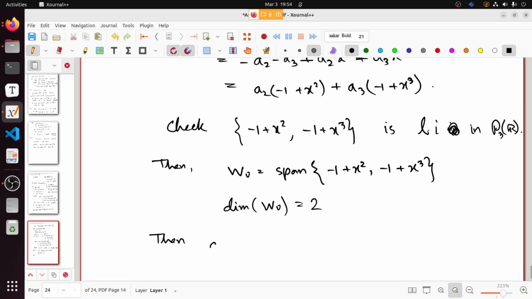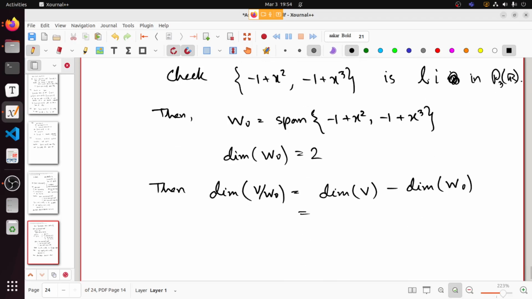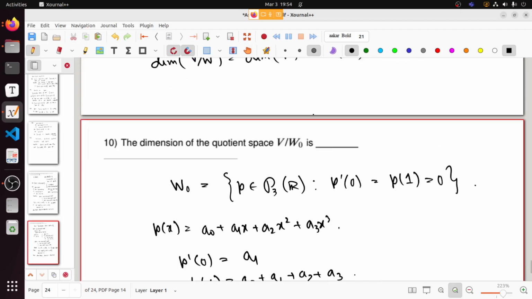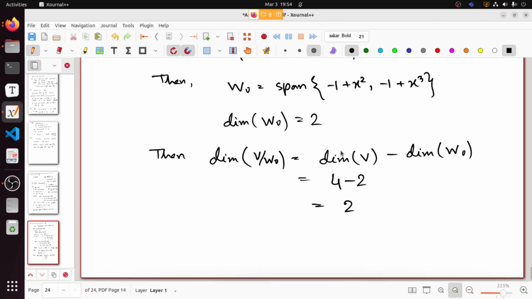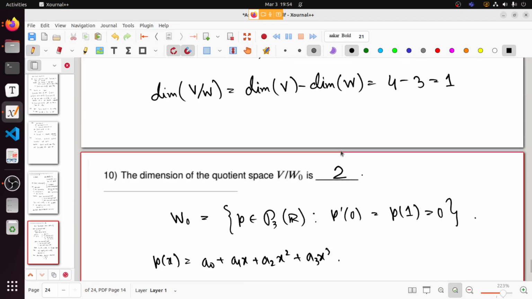Then what will be dimension of V mod W naught? It will be dimension of V minus dimension of W naught, means dimension of V, which is P3R, which you know is 4, and this is 2, means dimension of V mod W naught is 2. So the answer is 2. Right. So question number 10 is done, and this finishes the assignment 5.